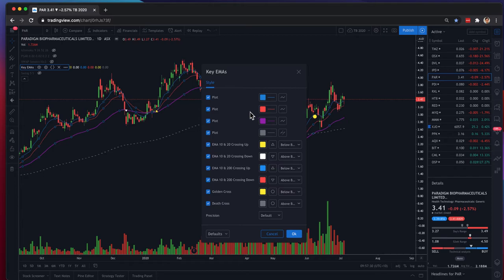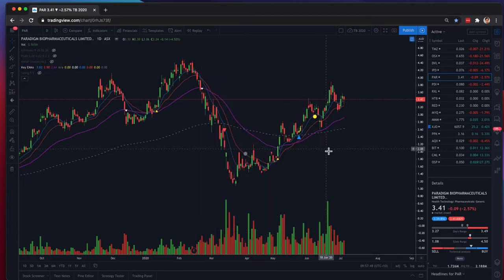My red is the 20 EMA, the purple is the 50 EMA, and the grey dotted line is my 200 EMA, and the crosses are the golden cross and the death cross. The golden cross is when the 50, the purple, and the grey cross up. That's just another indication, and same with the blue here.